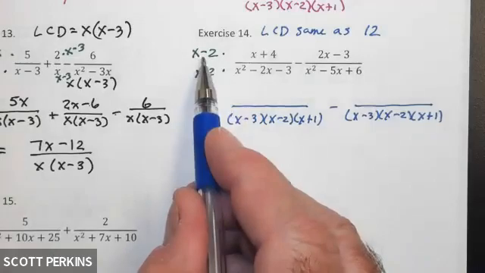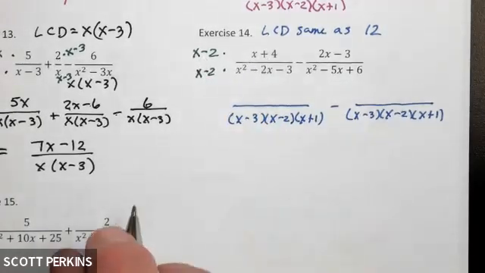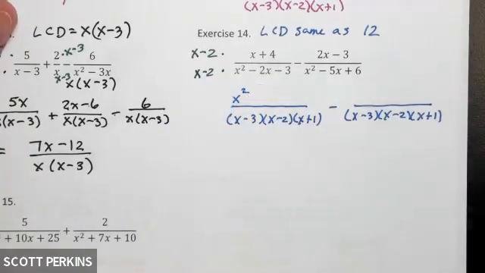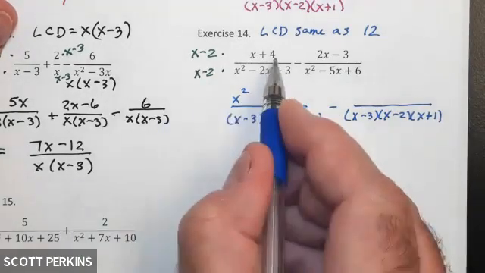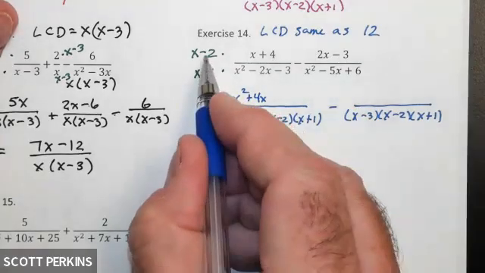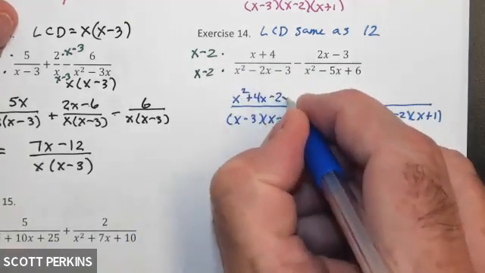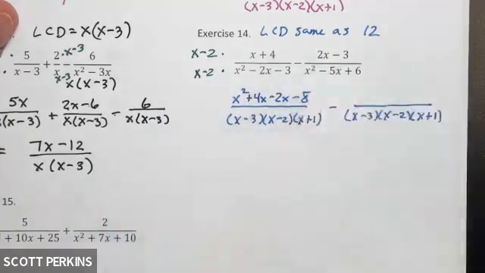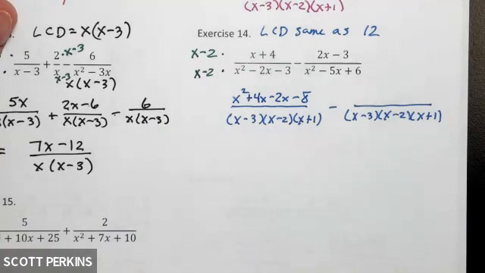So I'm going to take the x minus 2 times the x plus 4. I'm going to FOIL. So my first, x times x is x squared. My outers, x times 4 is 4x. My inners, negative 2 times x is negative 2x. And then my last, negative 2 times 4 is negative 8. And we'll collect like terms and do all that good stuff in just a minute.